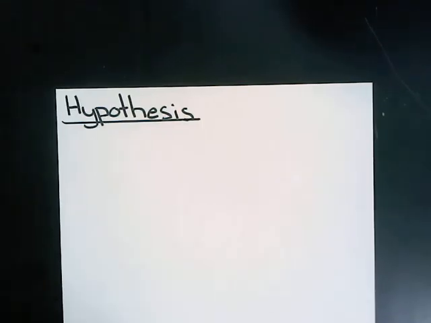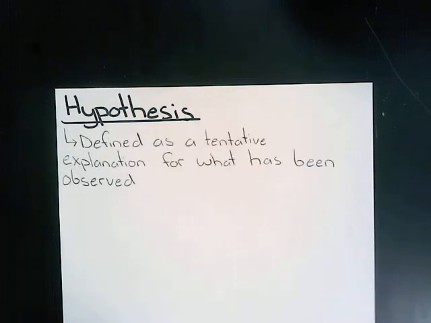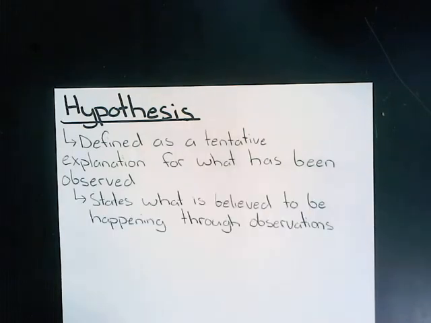So, a hypothesis is defined as a tentative explanation for what has been observed. This explanation is going to state what is believed to be happening through observations. Now, at this point with a hypothesis, no formal evidence has to support this statement.